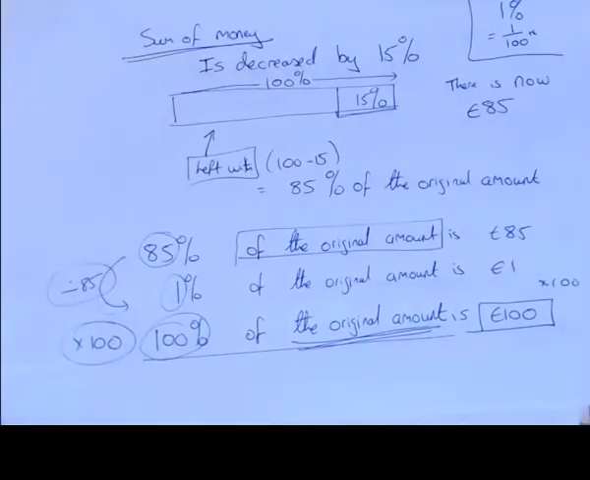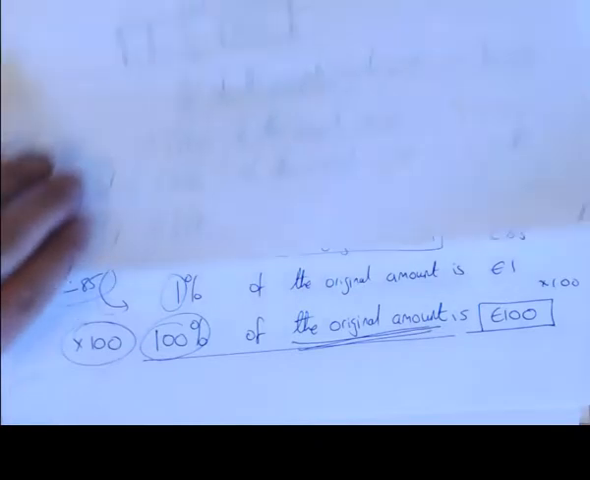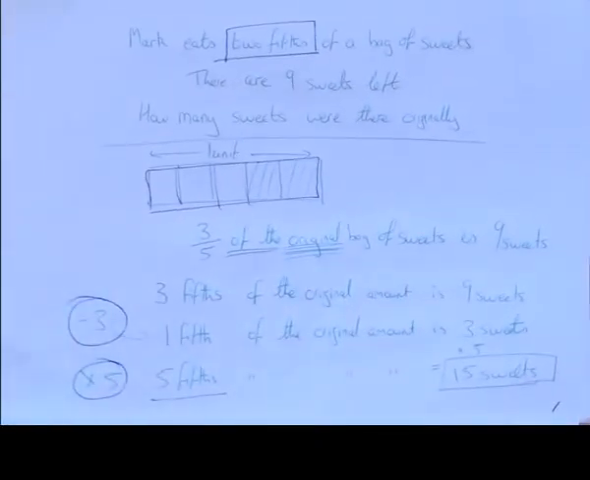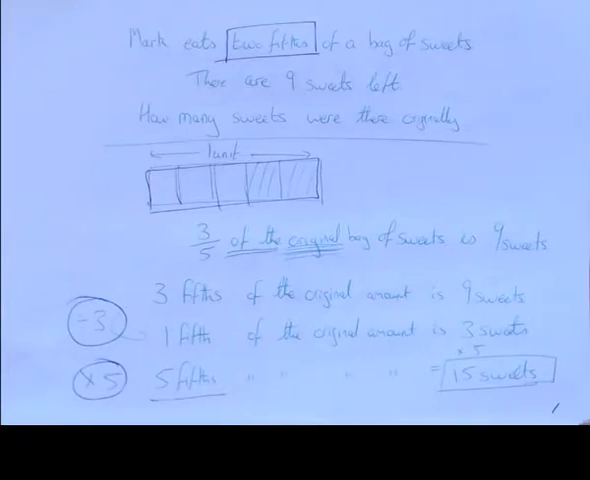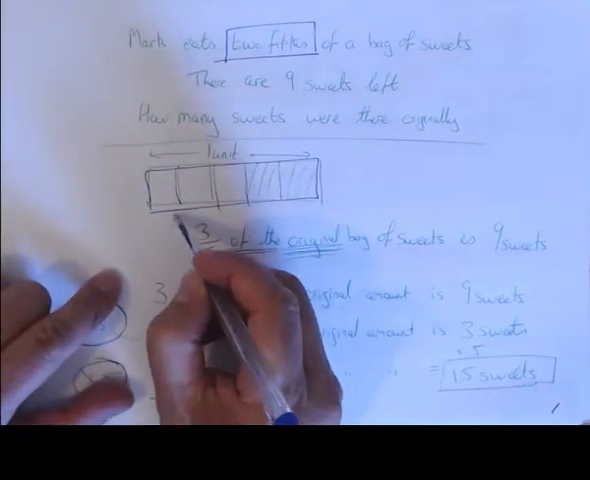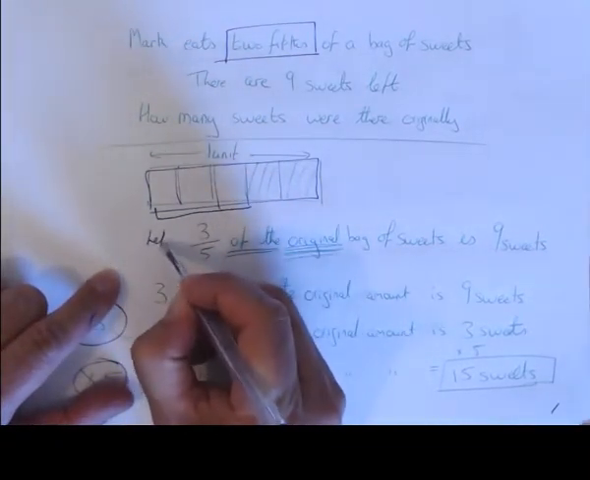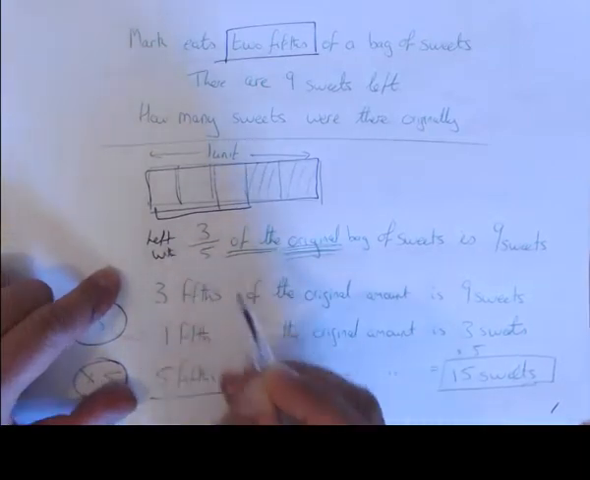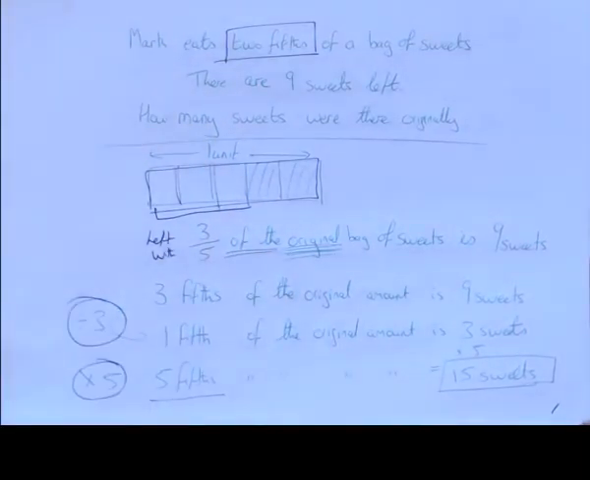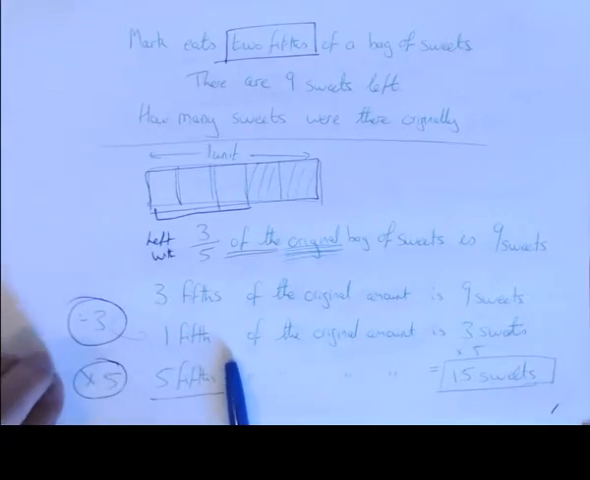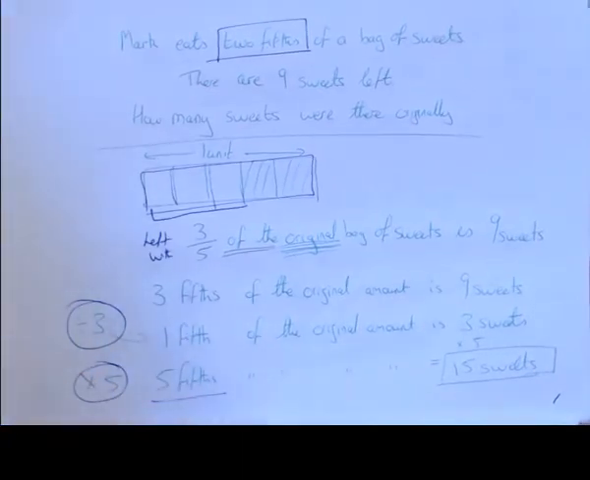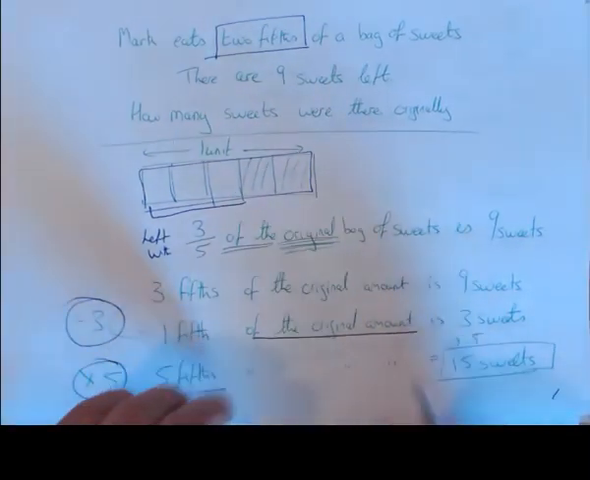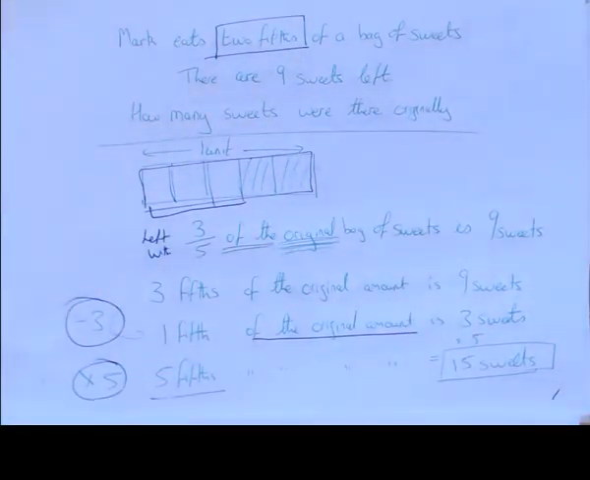Okay, so that's just dealing with percentages in exactly the same way that you would deal with fractions, in exactly the same way that you would have dealt with them in primary school. These are the sort of questions you had in primary school. You ate 2/5. You were left with 3/5 of the original bag. You find 1/5 by dividing by 3. You find 5/5 by multiplying by 5. "Of the original amount" is the phrase you keep in your head all the time when you're working with this.